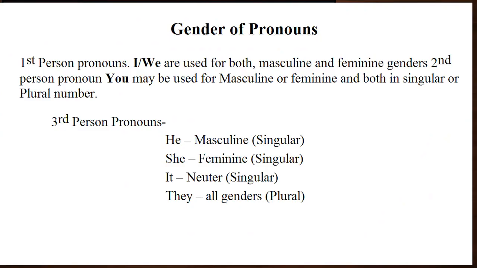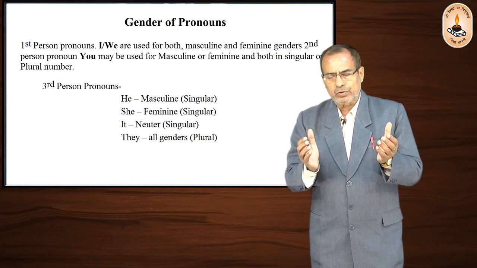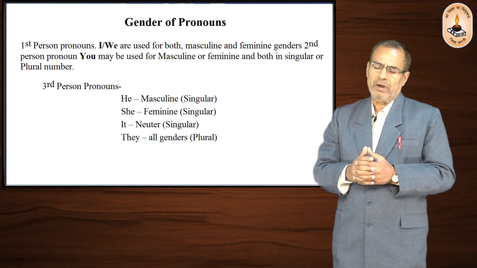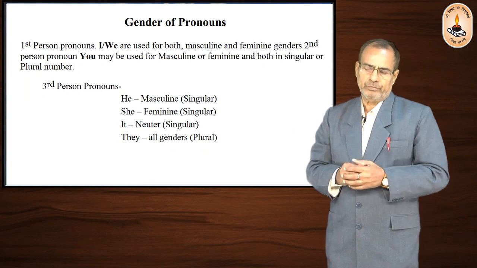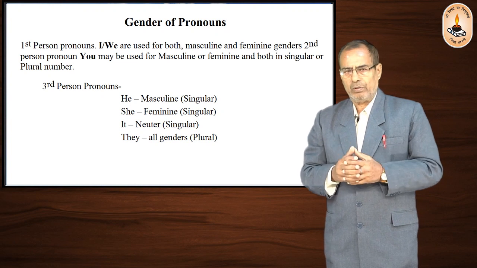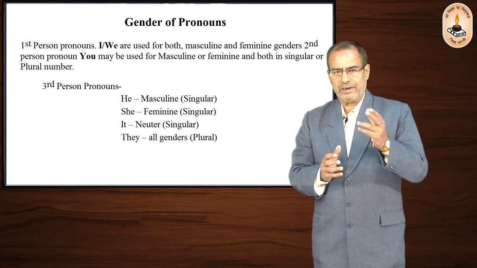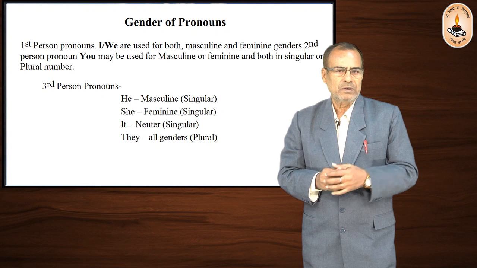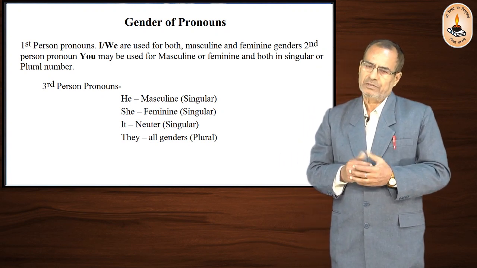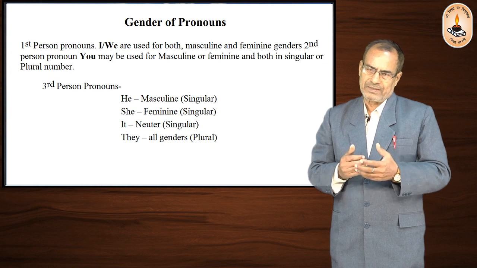And the last third person pronoun is they. It is used for both genders, masculine, feminine and neuter. And also it tells us about the plural form of persons, things, etc.